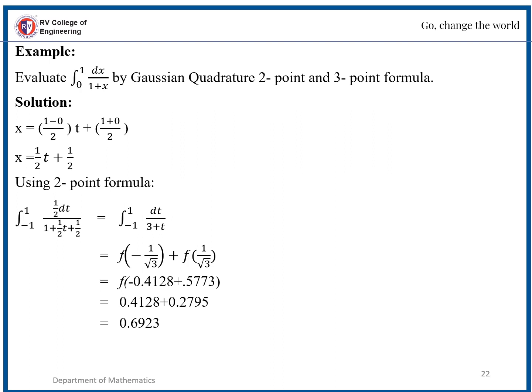So f of x or f of t is 1 divided by 3 plus t. We just have to replace t by minus 1 by root 3 and calculate the functional value, and similarly replacing t by 1 by root 3 and calculate the functional value. And once you substitute that, the answer results out to be equal to 0.6923.